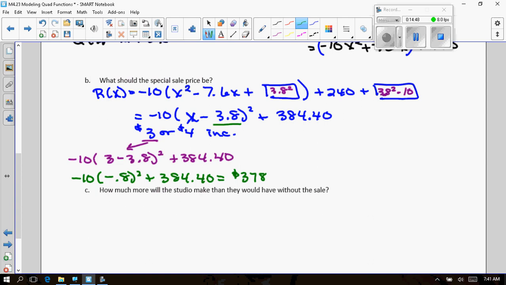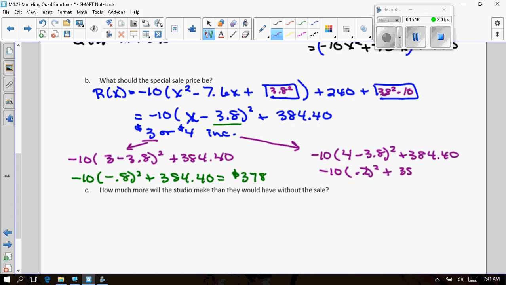So if I charge or reduce it $3, I'm going to earn $378. What if I had done the $4 increment? So negative 10 times 4 minus 3.8 quantity squared plus 384.40. So now I have negative 10 times 0.2 quantity squared plus $384.40. And I get a grand total of $384.